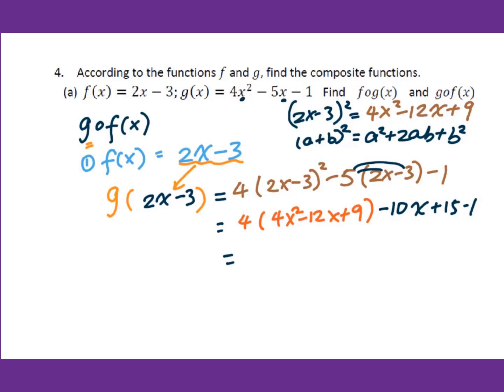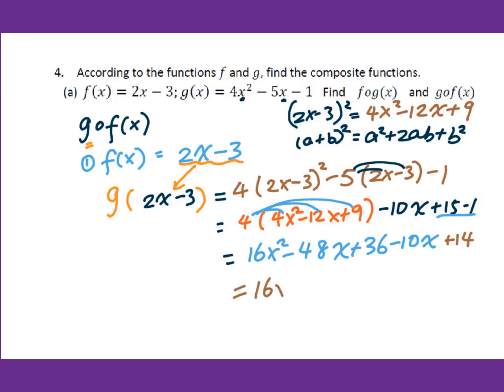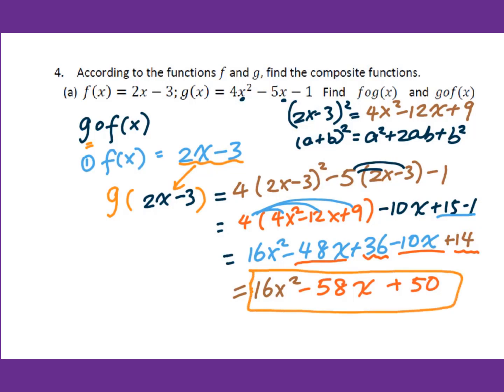Then we do distributive property now. We got 16x squared minus 48x plus 36 minus 10x. These two we do combine like terms, plus 14. Then we combine like terms again. We got these two, so we got minus 58x. Then plus 50 because of these two. This will be the answer for g of f of x.